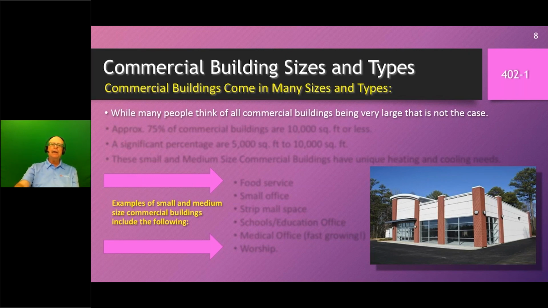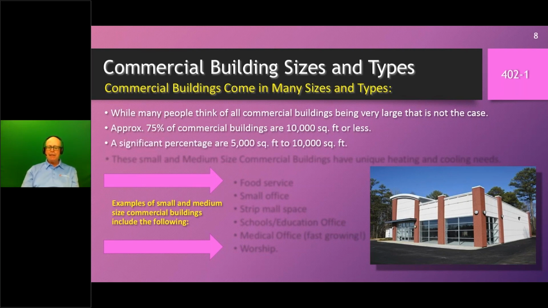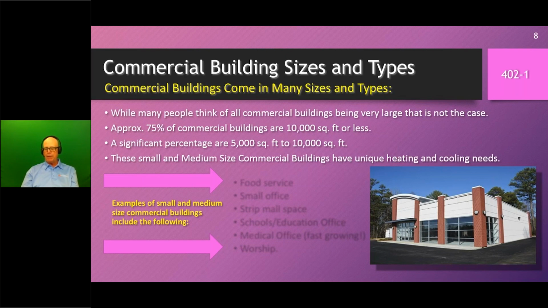But interestingly enough, 75% of commercial buildings are actually 10,000 square feet or less. A significant percentage of these commercial buildings are 5,000 to 10,000 square feet. So they are relatively small or mid-sized commercial buildings. And these small and medium-sized commercial buildings, which we're going to be talking about regarding these package chillers, have unique heating and cooling needs. And of course, dependencies as well, depending on the application.